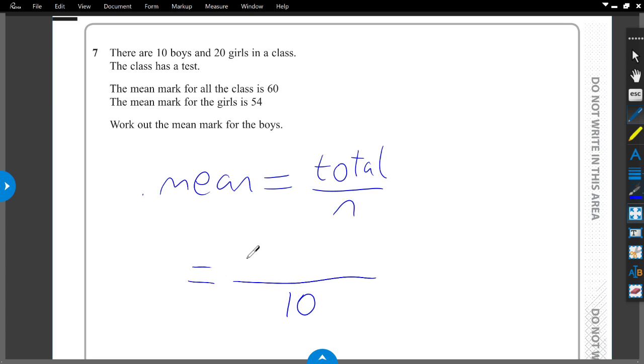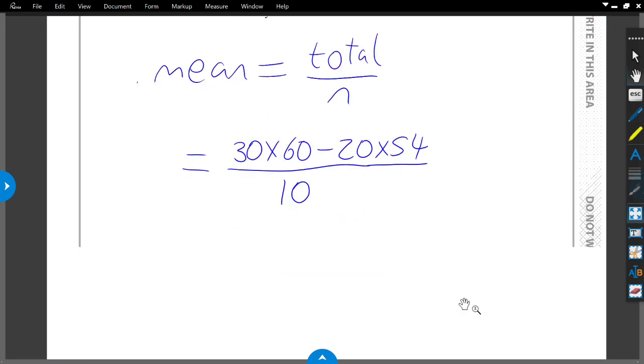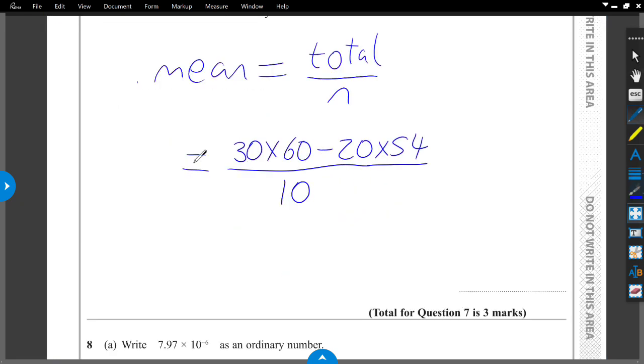The total for the class is going to be 30 times by 60. 30 because there's 30 people in total in the class. 10 and 20, that's 30. And we're timesing that by the mean for the class. And from that we're going to subtract the amount for the girls, which was 20 lots of 54. Now all we need to do is simplify down this equation and get a result.